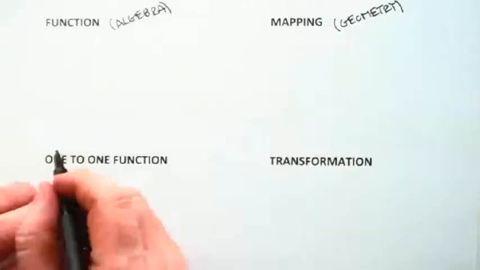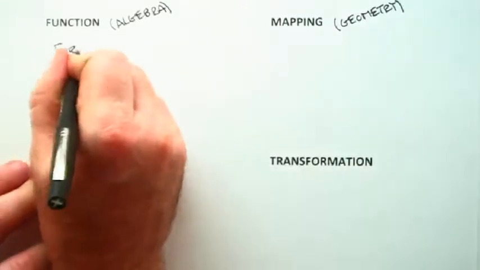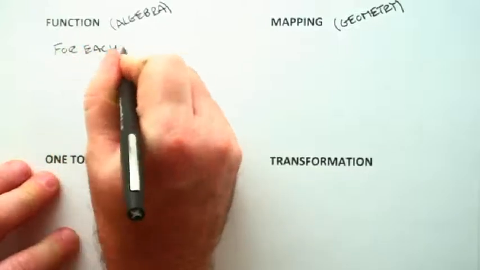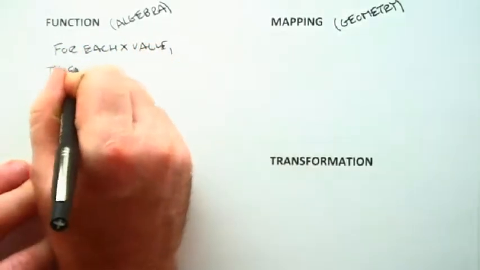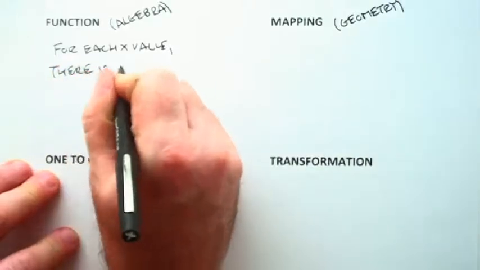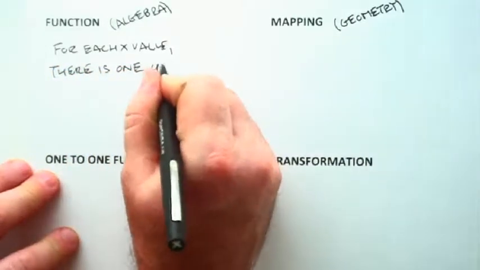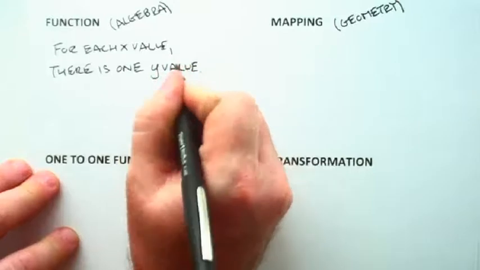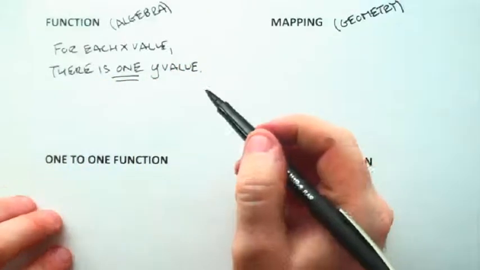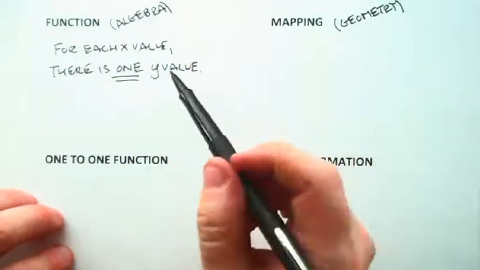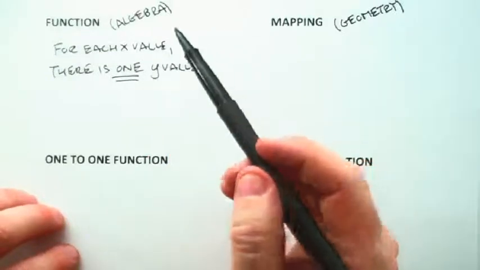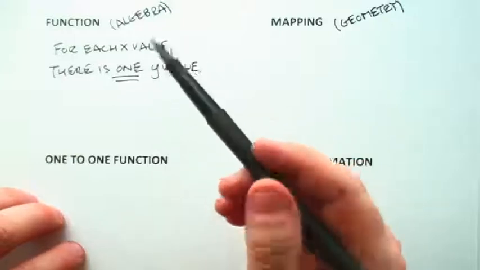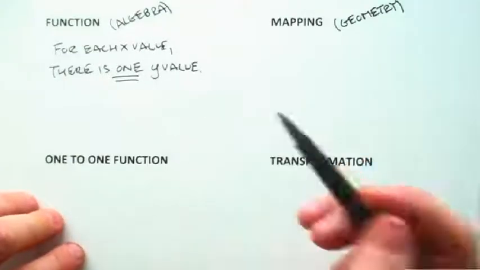So let's start with reviewing what a function is. Basically, a function is for each x value, there is one y value. Now that can be said a couple of different ways. This is speaking about x and y. You can talk about for one input there's one output. You can talk about for one value in the domain there's a y value in the range, and so on. There's lots of ways to describe that.